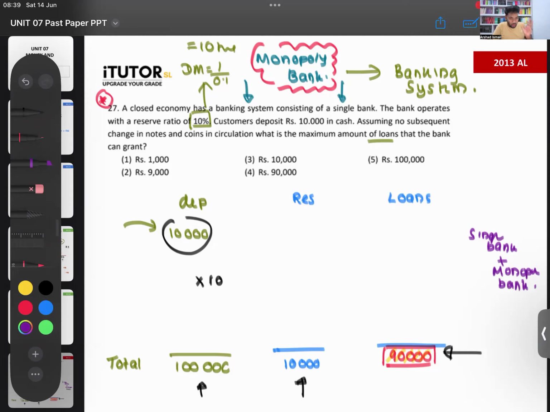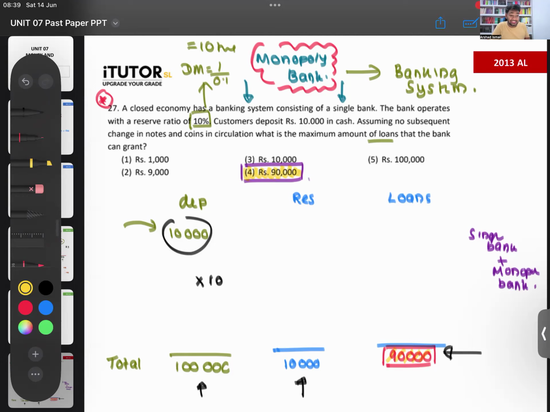But if that single bank is the only bank in the banking system, then remember, you approach it as a banking system question. Just have that in mind. So the answer, then, is number 4, which is 90,000. How many of you got this correct? Did it earlier, figured this out, no?